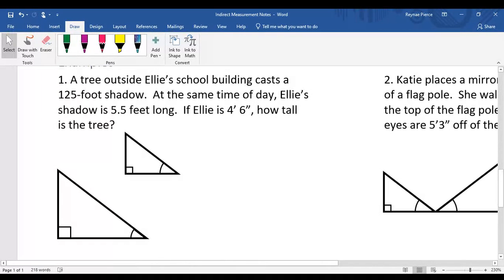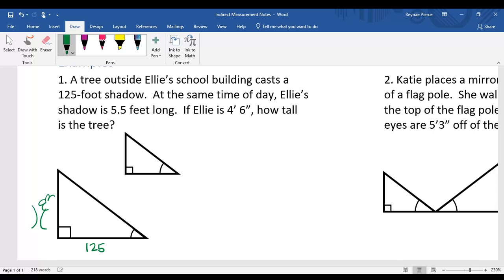Okay, now if you think about your real life, shadows fall on the ground. So the shadow will always be a horizontal distance. Okay, and here's our tree. Okay, at the same time of day, that's important. The same time of day means that these angles here are congruent, which then would make these triangles similar by that angle similarity.